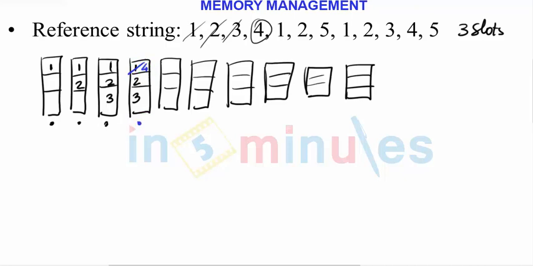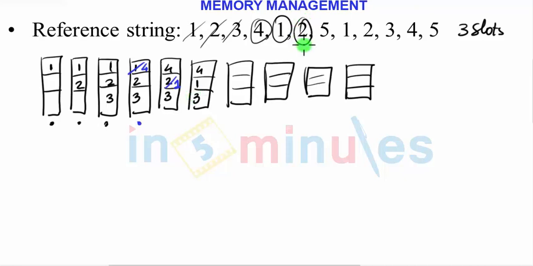Going further, what we have now is 4 2 3. The next one is 1 again. Now if we see which wasn't referred for a long time, 2 was not referred for a long time, so in that case 2 would be replaced by 1. Going further, what we have now is 4 1 3.